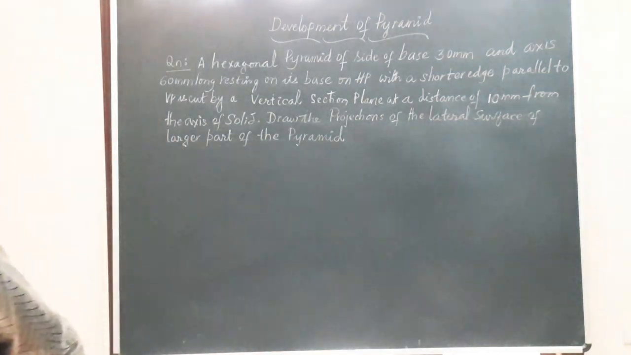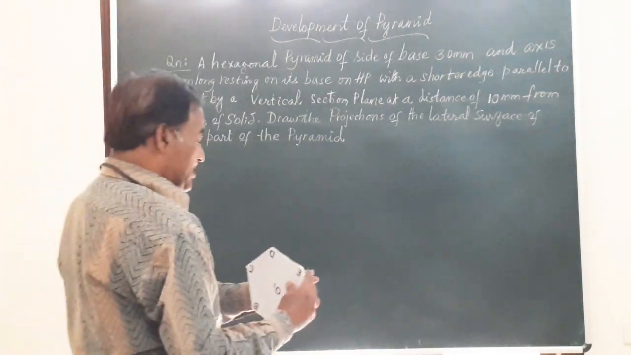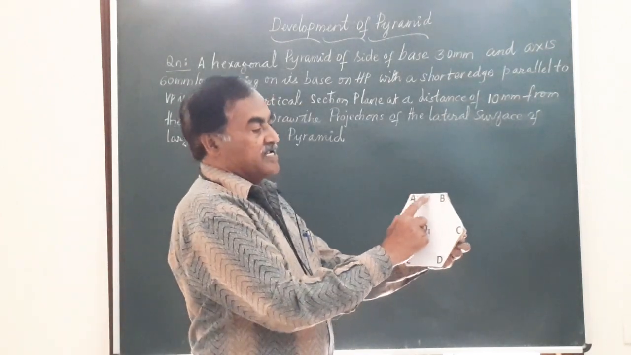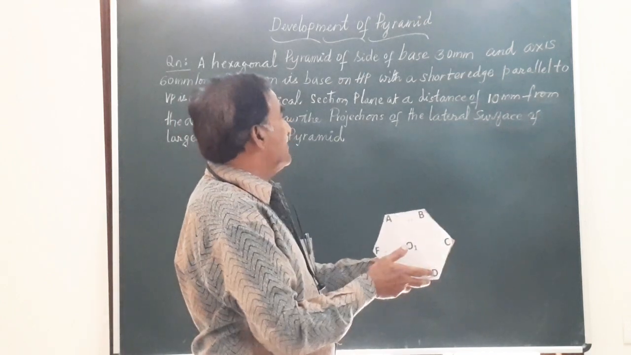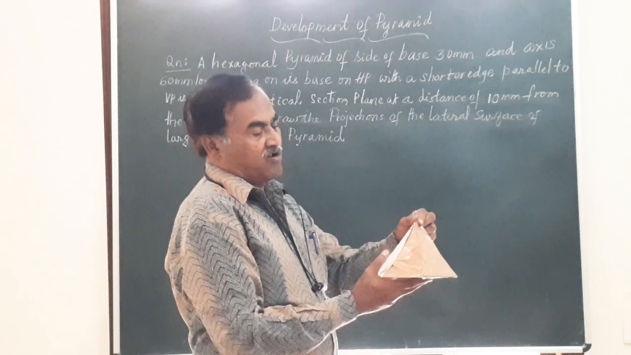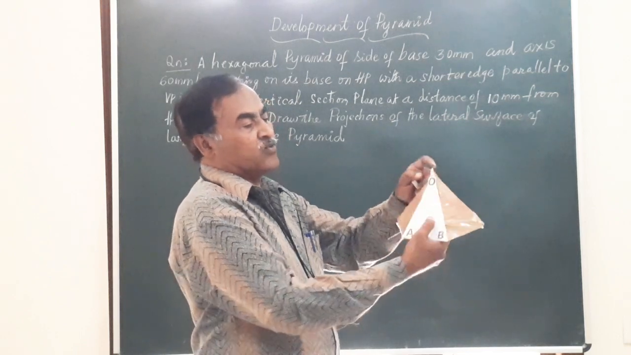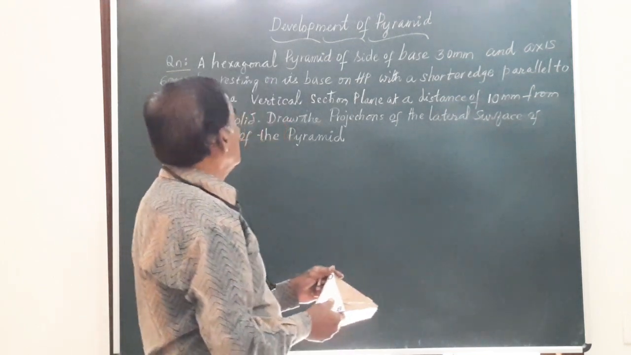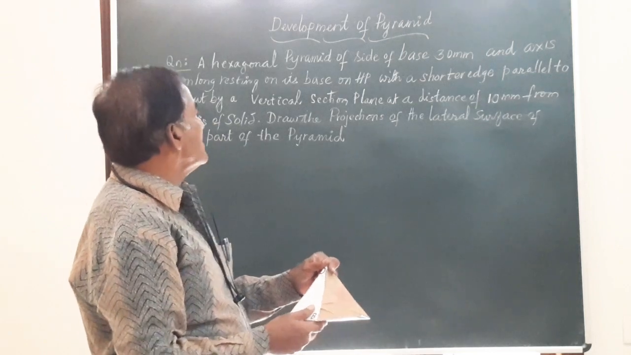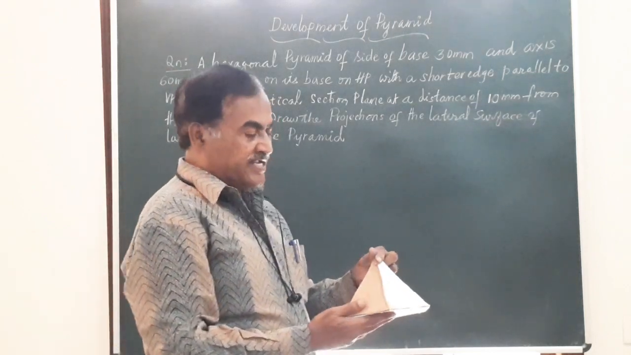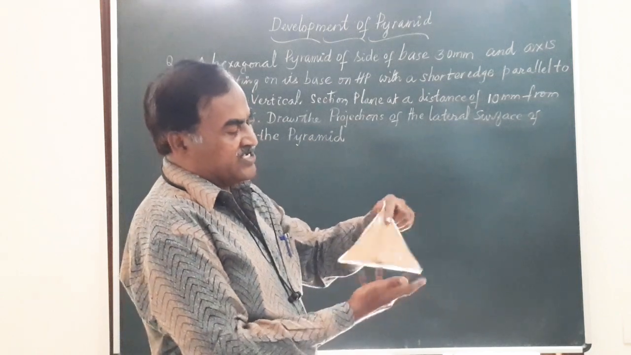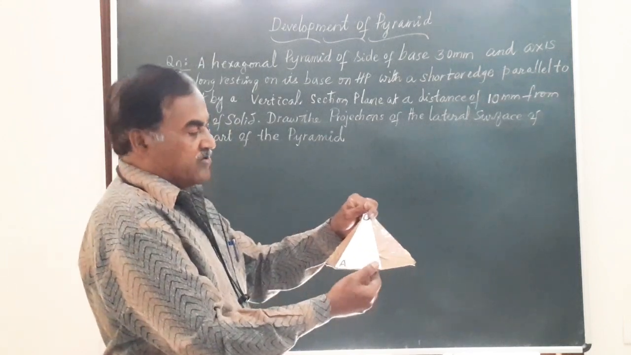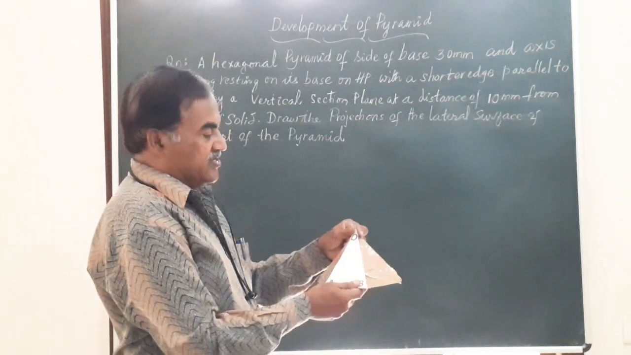And in today's problem, we have this hexagonal pyramid having side of base 30 mm, that is AB, BC, all these sides measure 30 mm, and the axis is 60 mm long. Axis is the distance from the vertex O to the center of the base O1, and that measures 60 mm. It is kept on the horizontal plane HP such that one of the edges, say the edge AB, is parallel to VP. So when this edge is parallel to VP, the opposite edge is also parallel to VP.